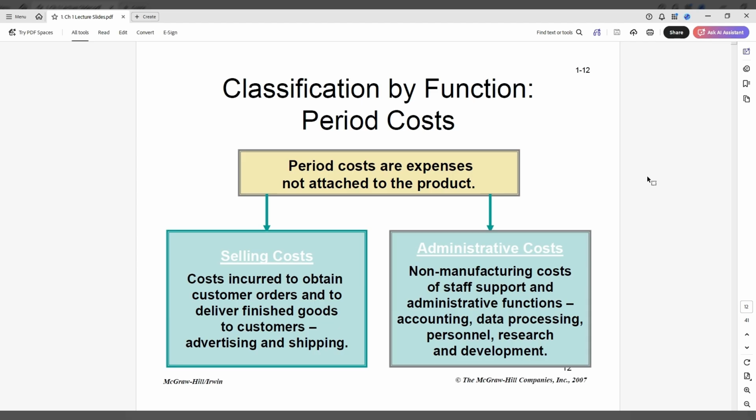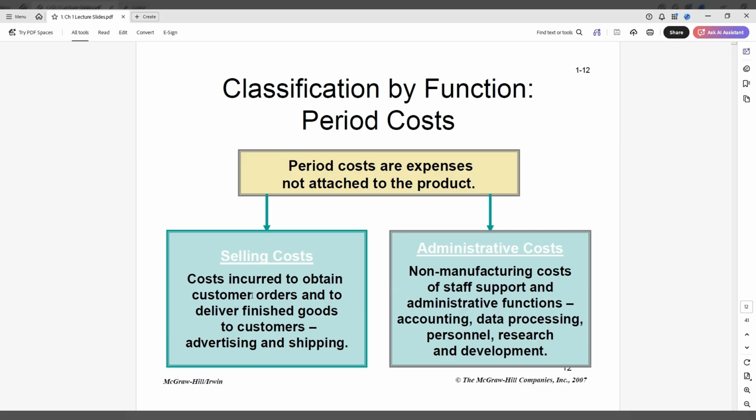Okay, this just talks about in a little more detail what I mentioned before. So period costs are expenses. They're not attached to the product. We don't capitalize them. I don't know if they use that terminology specifically here, but product costs we do capitalize, meaning we attach that to the product. It becomes an asset. These period costs, which we can identify, classify, and organize into either selling or administrative costs if we'd like to.